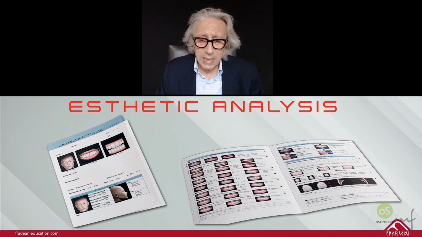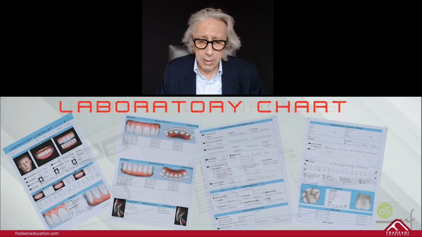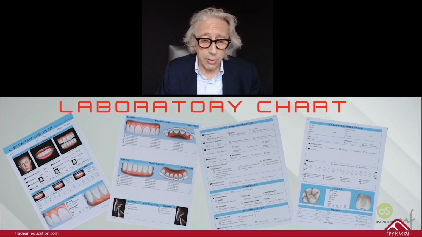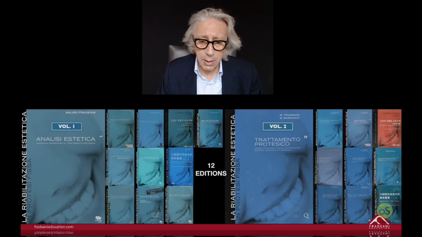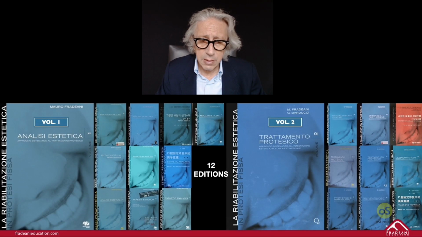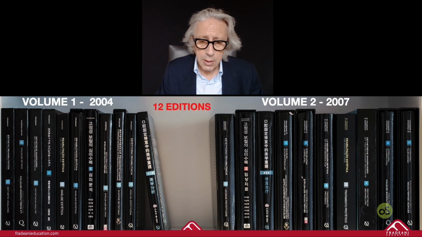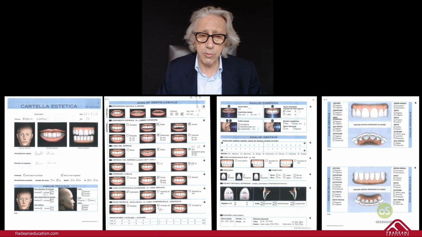So, aesthetic analysis. We have started to do aesthetic analysis step by step. All parameters are described, they are understood. And then, of course, what is even more important, to do the lab chart, sending to the dental technician all the aesthetic and functional information that they will need in order to really fulfill the request of our patient. These two charts are in volume 1 and volume 2 of our book, 12th edition, starting from 204 to 207: 204 in volume 1, 207 in volume 2.